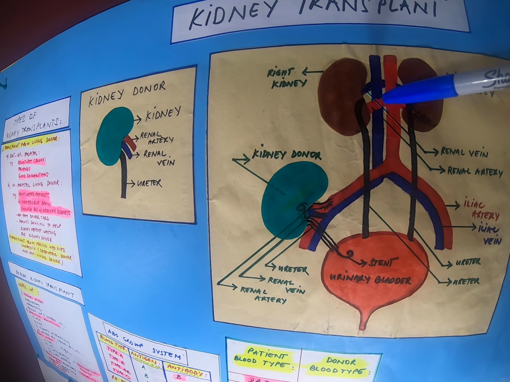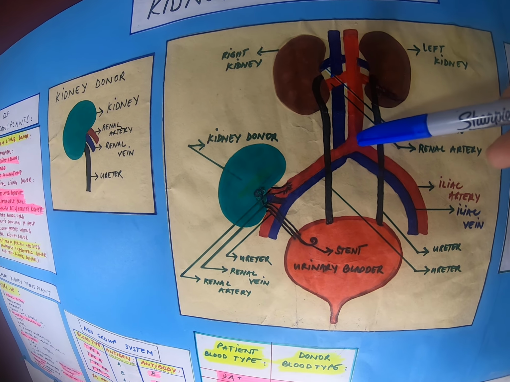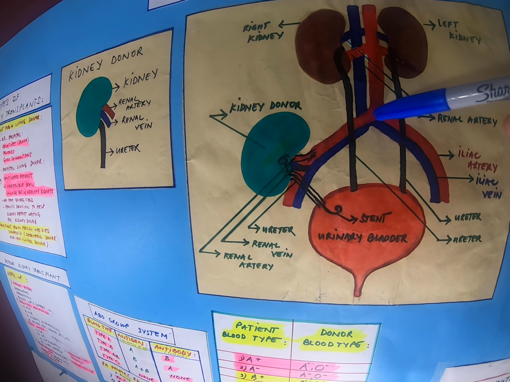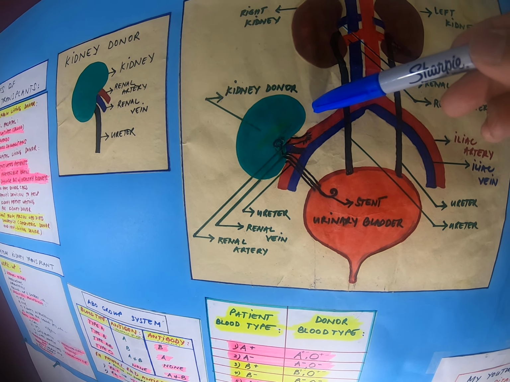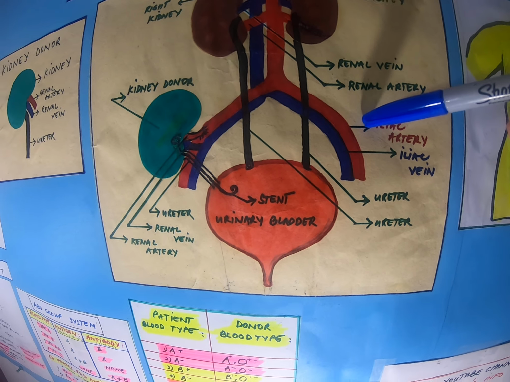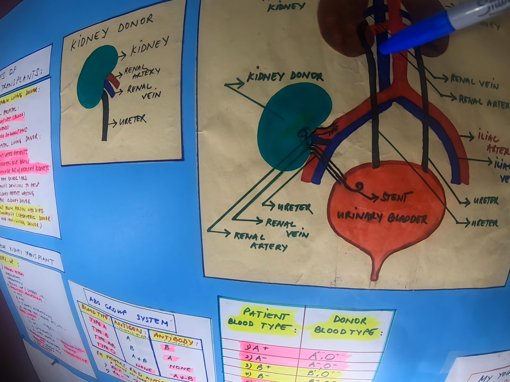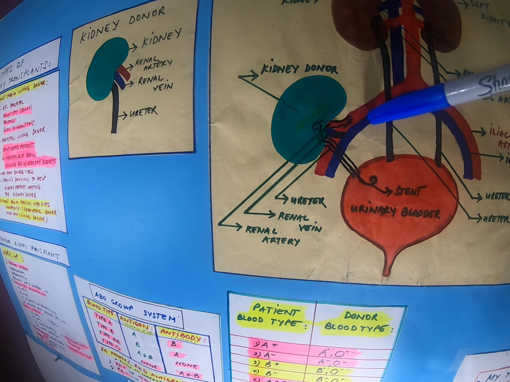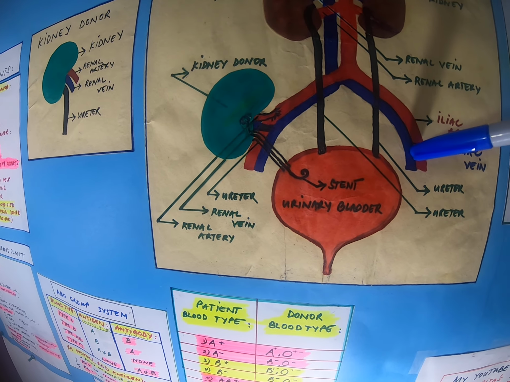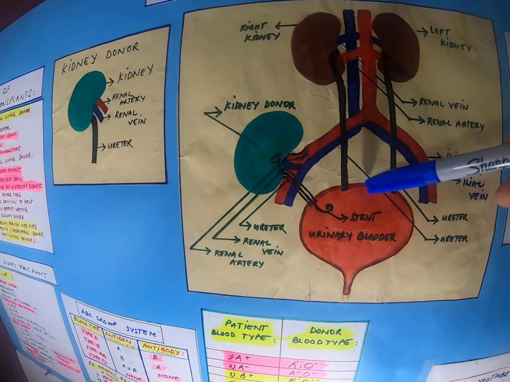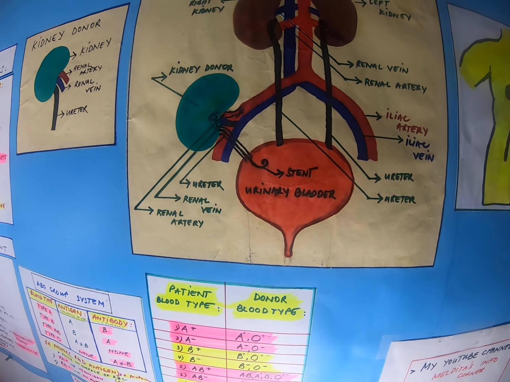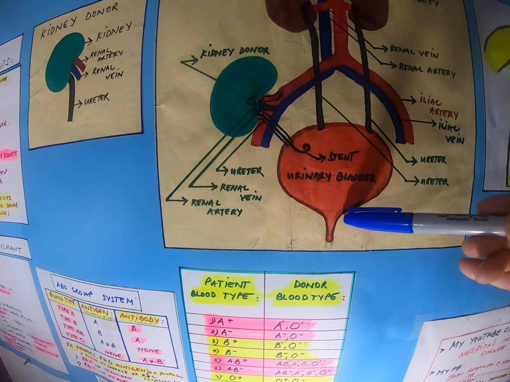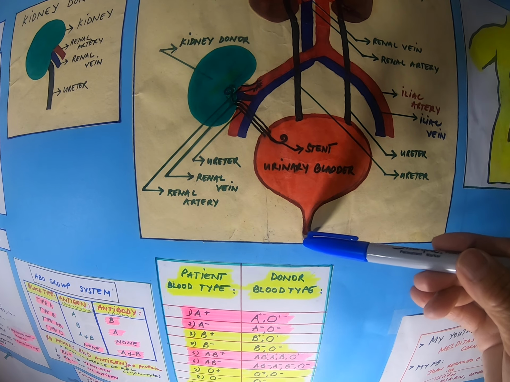Okay, the abdominal aorta, as it goes down, divides into two: the right iliac artery and the left iliac artery. The inferior vena cava, as it goes down, divides into the right iliac vein and the left iliac vein. We have the two ureters, okay, and we have the urinary bladder. And this is going to the urethra.